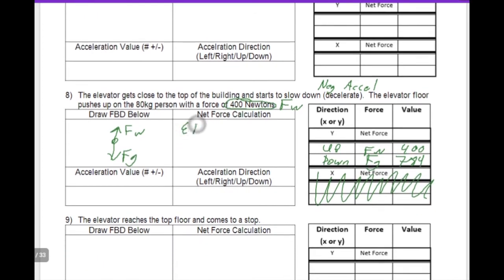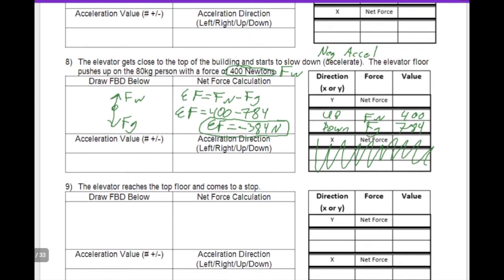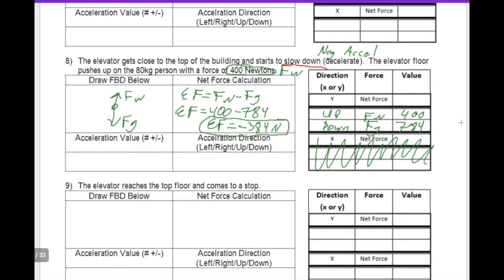Now we're going to take our net force equation. Forces that point up, force normal, minus the force that point down, force gravity. Net force is equal to, well, force normal is 400 and force gravity is 784. When we do the math, we find out that net force for this specific problem should be negative 384 newtons. We can see that we have a negative number, which means that we're slowing down, and that makes sense because our problem right here says slowing down.